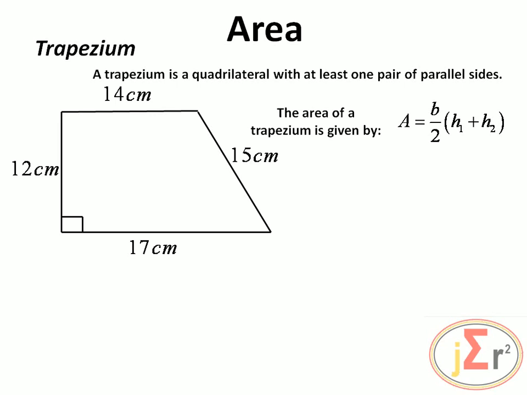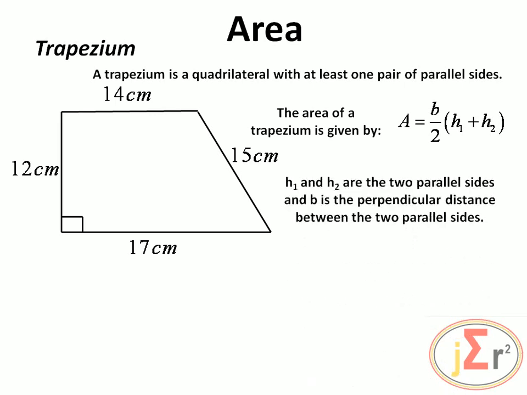So, H1 and H2, we're not going to say height or base. We're going to say H1 and H2 are the two parallel sides. Irrespective of the country that we are taking our dictates from, the formula is always going to be the same if we consider the two numbers that we are adding inside the bracket, H1 and H2, to be the two parallel sides. And b will be the perpendicular distance between the two parallel sides.